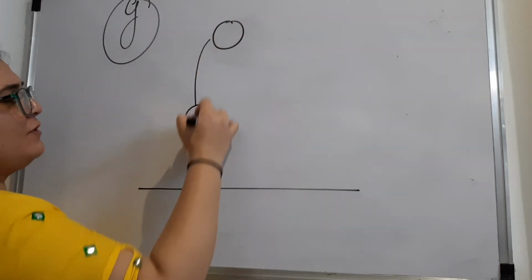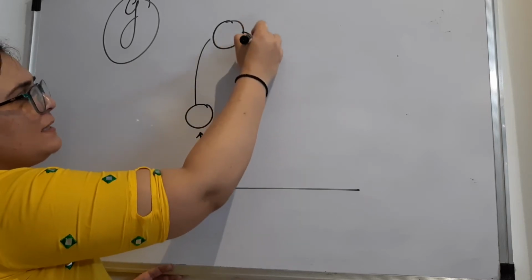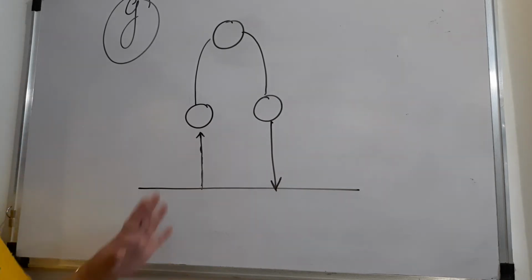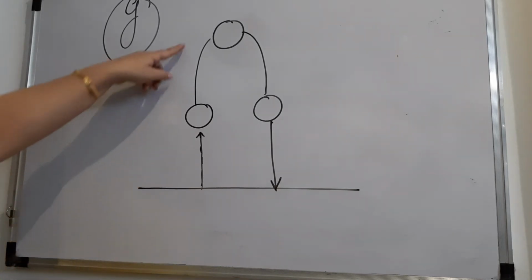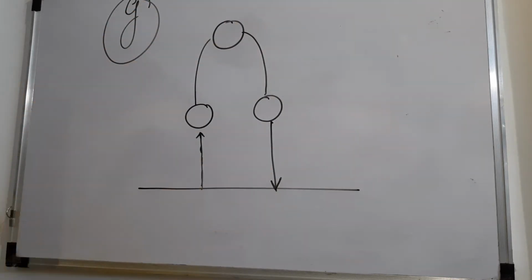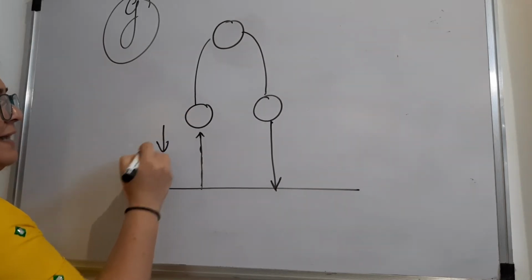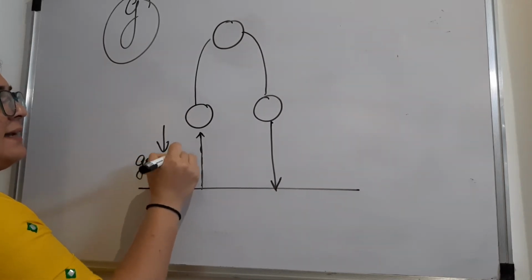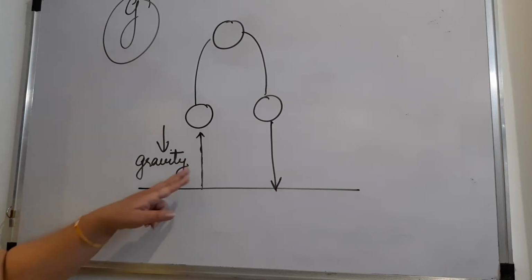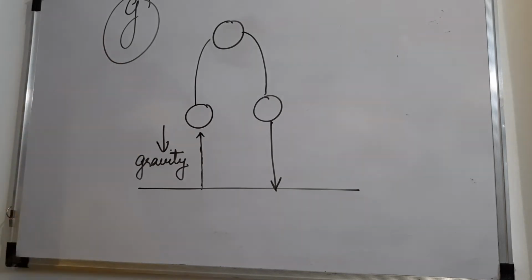Now what will happen after some time? This object will start to come down and finally it will reach the ground. So this is a basic thing that happens. You have thrown the object up, it slowly goes up, reaches a maximum height, then it comes down. Now when the object is thrown up, gravity is acting in the downward direction only, because gravity is a pulling force of the earth, a pulling force of the planet. So even if you are throwing the object up, gravity is acting in the downward direction.